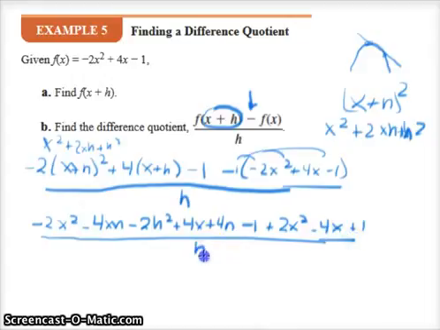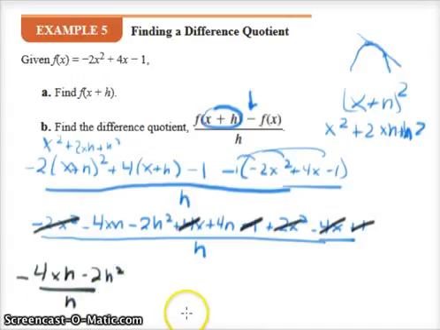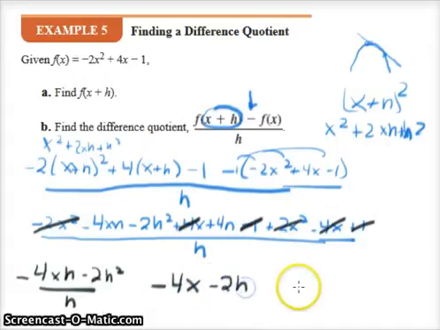Wow, that was a lot right there, okay? All right, what divides out? Can we play wipeout? Well, yeah, we can. Looks like negative 2x squared goes away. Looks like the plus 4x and the minus 4x. Looks like the negative 1 and the plus 1. What are we left with? Good question. We are left with negative 4xh minus 2h squared over h. Now, since h goes into the top and the bottom, we would have negative 4x minus 2h.